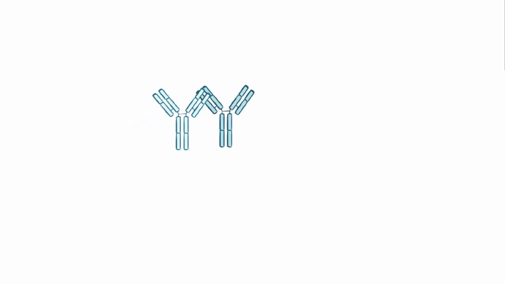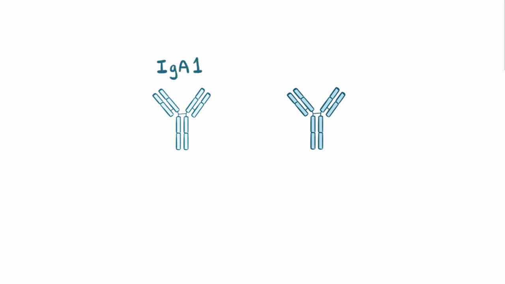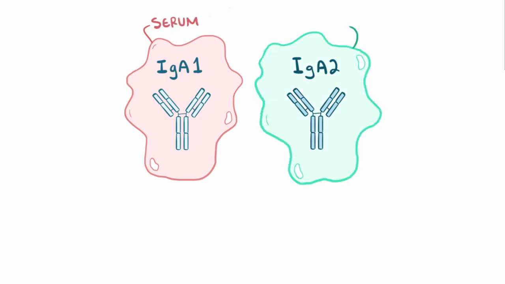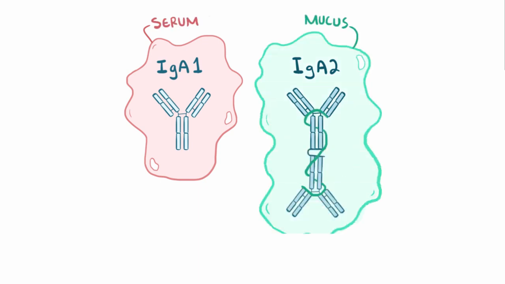Now, IgA comes in two subclasses, IgA1 and IgA2. IgA1 is found mainly in the serum, while IgA2 is more often found in mucus secretions, typically in its dimeric form.